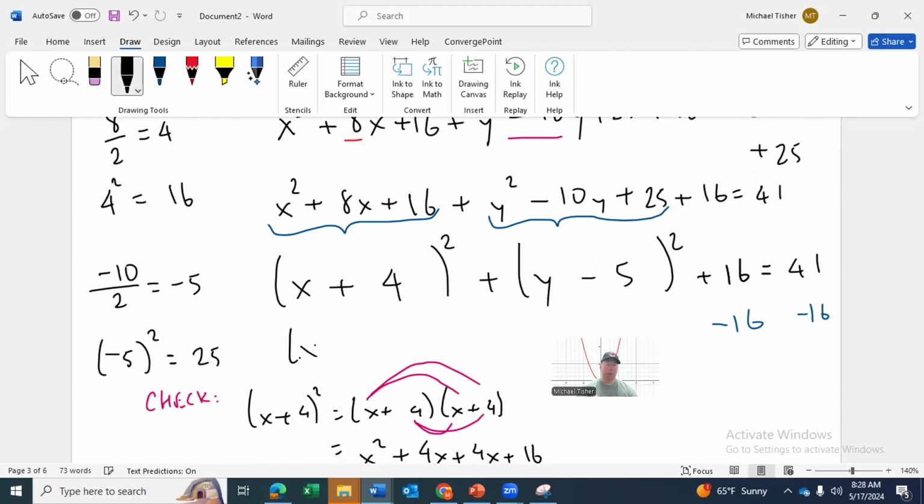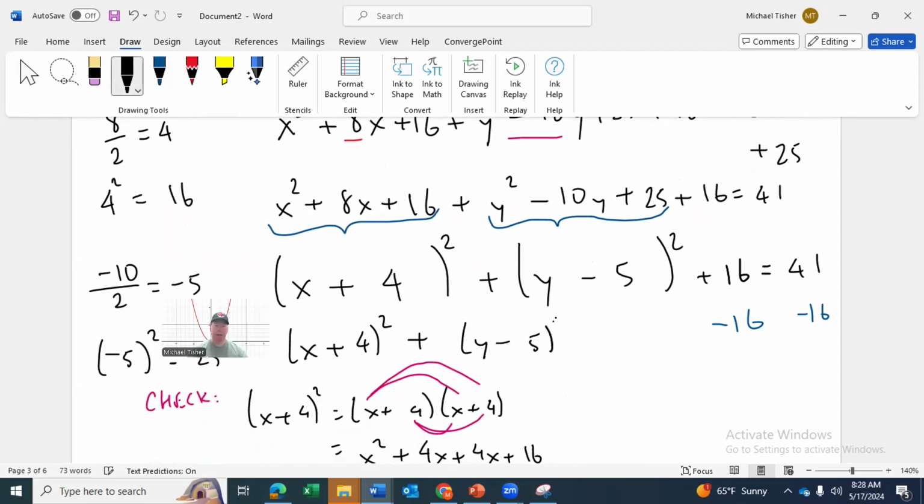And that's going to give us x plus 4 parentheses squared plus y minus 5 parentheses squared equals 41 minus 16 is 25. And this is essentially the form we would like. And now we can find the center and the radius.